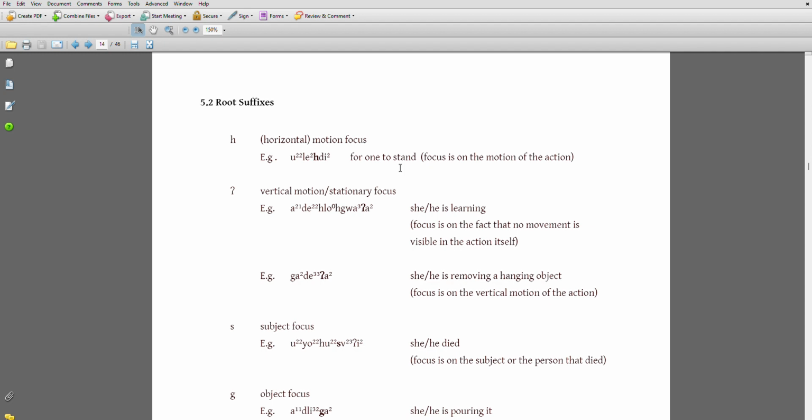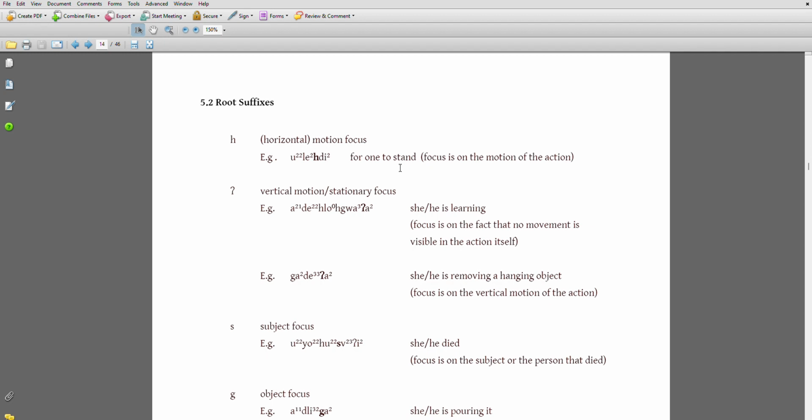Glottal, that means vertical motion or stationary focus. So in the first one, he or she is learning. The glottal is focused on the fact that no movement is visible in the action itself. So if someone is learning, that's not really a visible thing because it's happening in their mind. So that's why it gets the glottal root suffix.